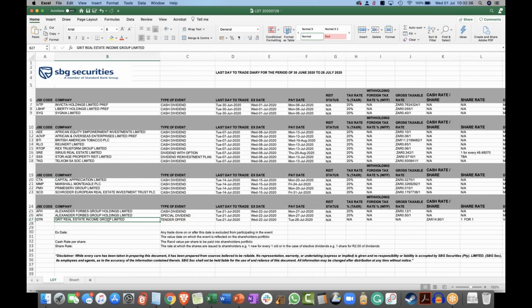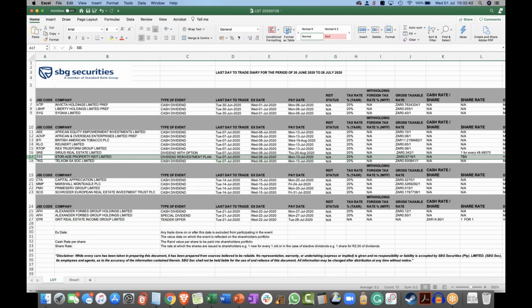And that's critically important. Some of them, for example, with the storage, which you can see there, line 17, are paying a dividend with an option of receiving shares in lieu of the dividend. At this point, they haven't yet announced what that ratio will be. Last day to trade is Tuesday, 7 July. At the moment, it's an elective event. You're being asked to vote on it or to request shares or cash.